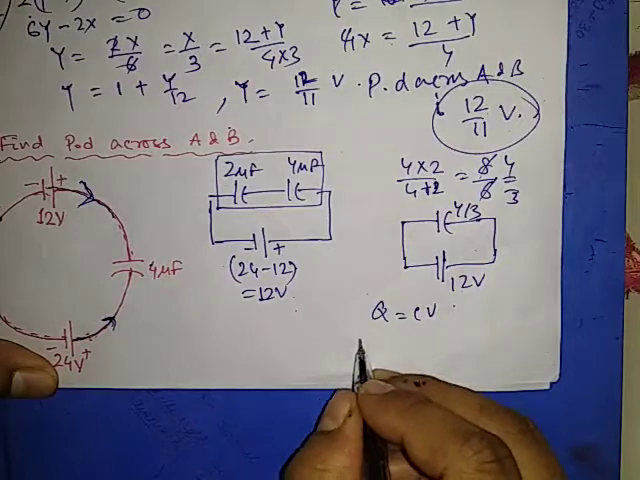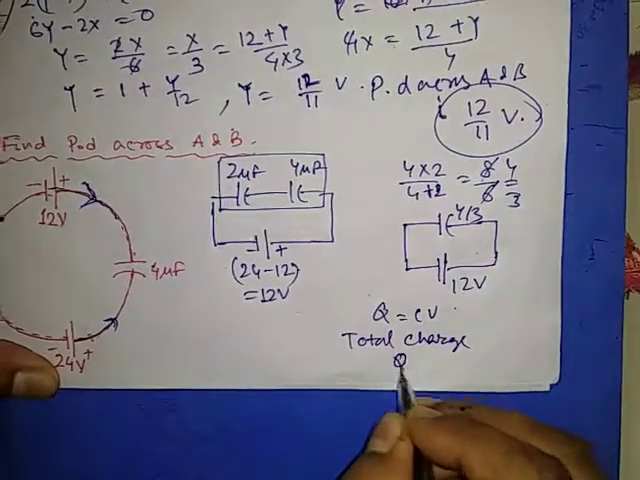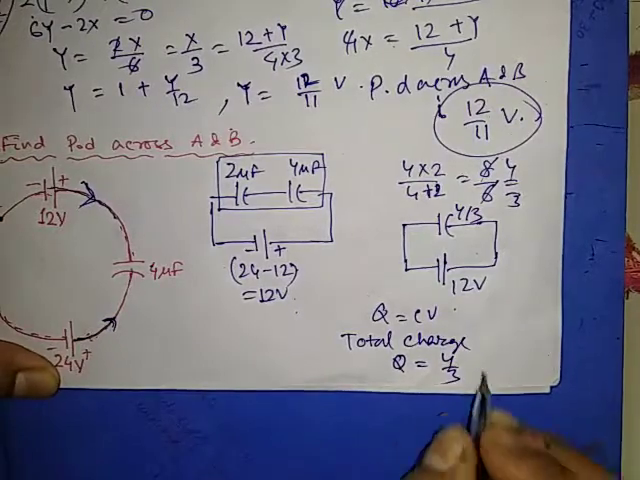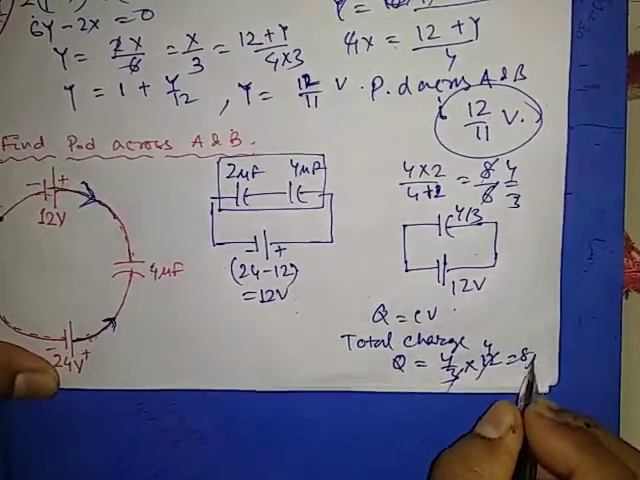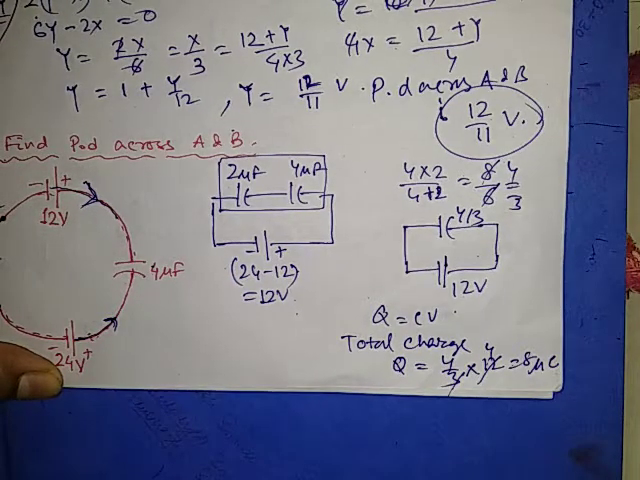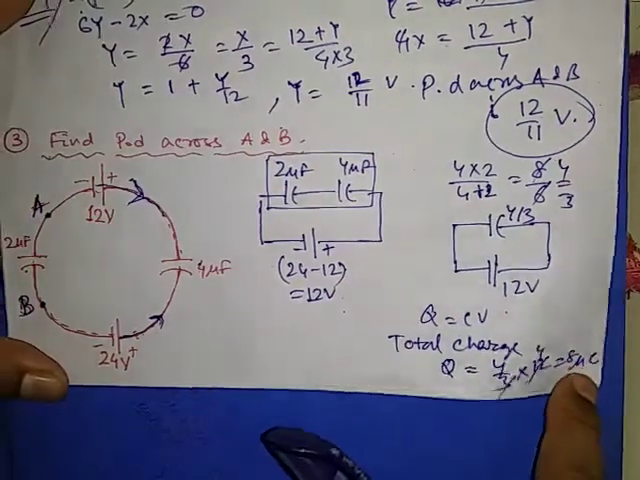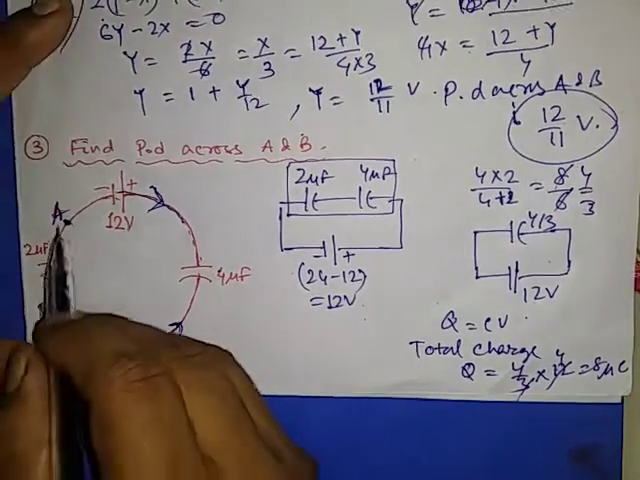So you know Q equal to CV. So the total charge Q equal to C how much? 4 by 3, and potential how much? 12. So 3 4s are, it means 8 microcoulomb. So the total charge you get is 8 microcoulomb. Now with the total charge 8 microcoulomb, you have to find the potential at points A and B.